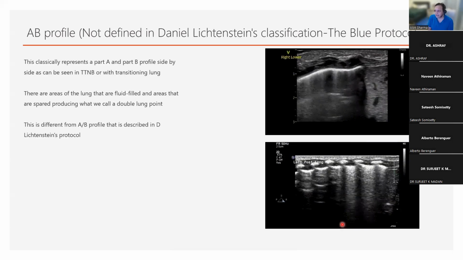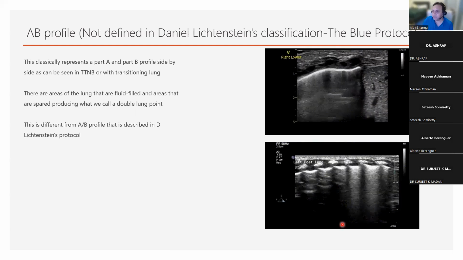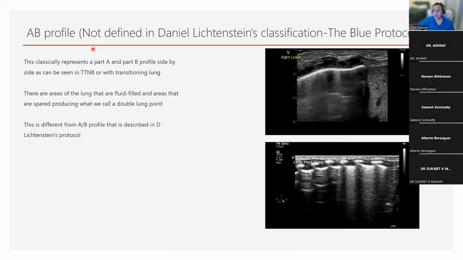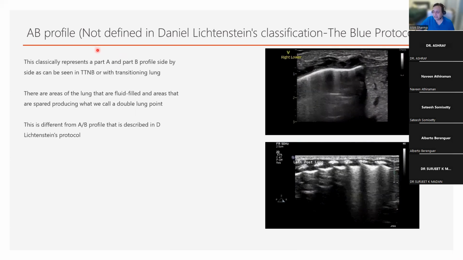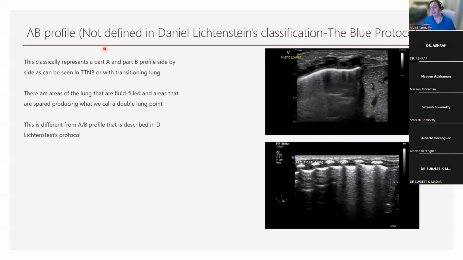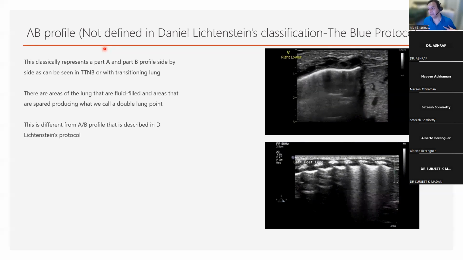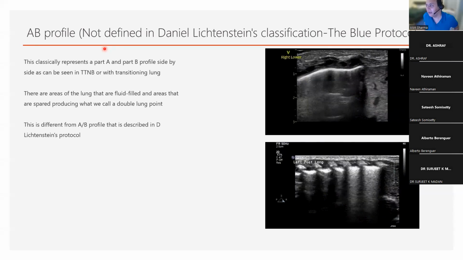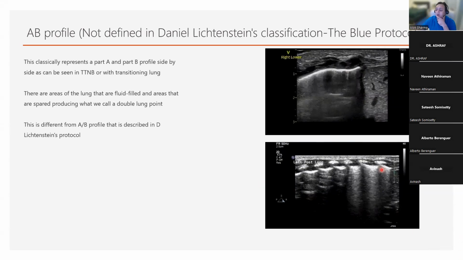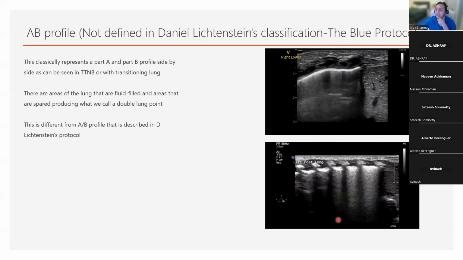Now, again, I just want to mention that we do not standardly use AB profile as is described in Daniel Lichtenstein's Blue Protocol, because they implied that one lung has an A profile and the other lung has a B profile, and it was usually indicative of pneumonia. But some colleagues I know like to use this concept when you have transitioning lung or transient tachypnea.